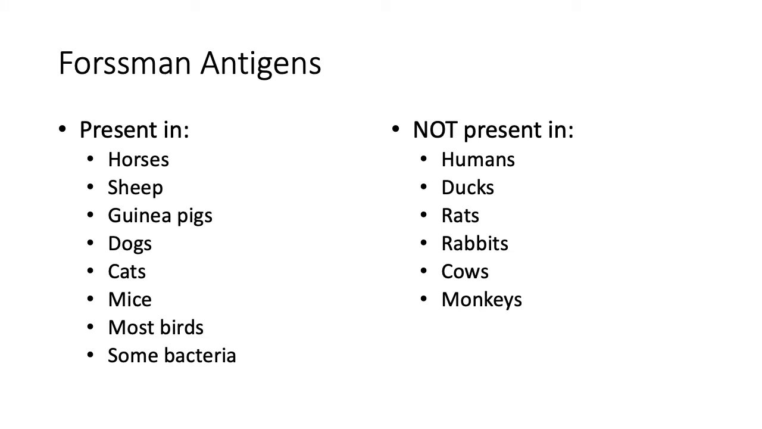The Forsman antigen can be found in horses, sheep, guinea pigs, dogs, cats, mice, most birds, but not all, and some bacteria. Forsman antigen is absent in humans, ducks, rats, rabbits, cows, and monkeys. Some heterophile antigens are capable of lysing sheep red blood cells in the presence of complement.